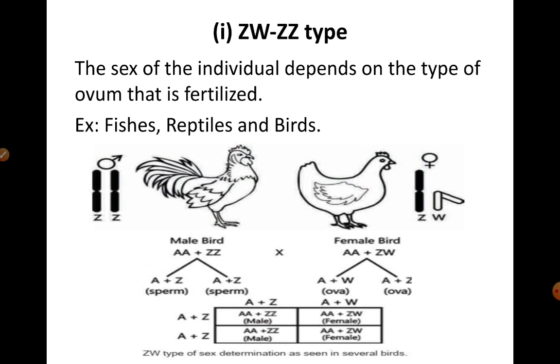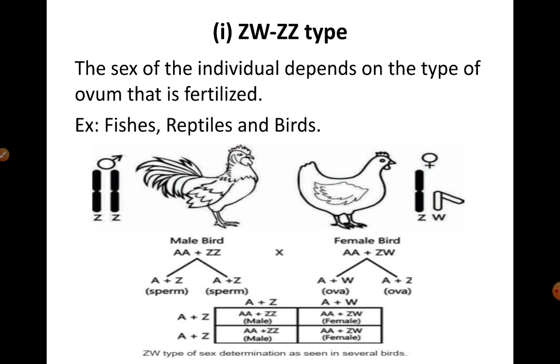Now first one, when we look at this ZW and ZZ type, here the sex of an individual depends on the type of ovum that is fertilized. Previously it depended on the type of sperm that fertilizes the ovum, because the male was heterogametic. Here, since it represents female heterogamety, the sex of the offspring depends on the type of ovum that is getting fertilized by the sperm.